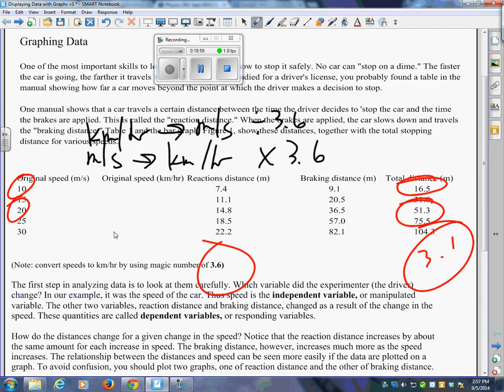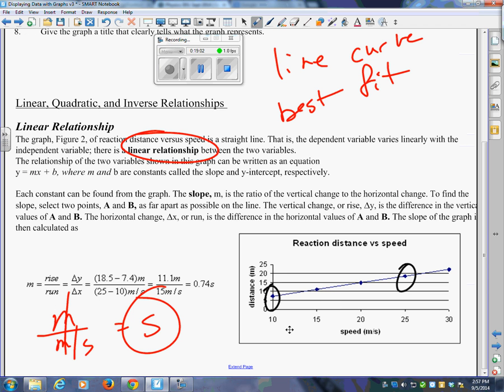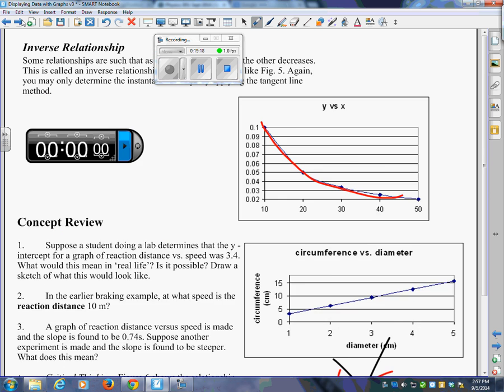Where is it? Right here. Reaction distance 10. So you got to go across. So it's right around about 13 and a half, 14, something like that. Is that what you had? Around 14? Okay. That's just a check. Can you read a graph? That's all that is.